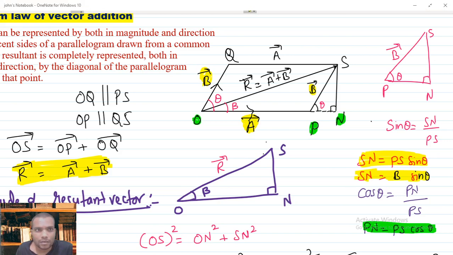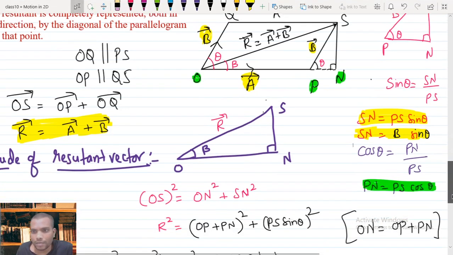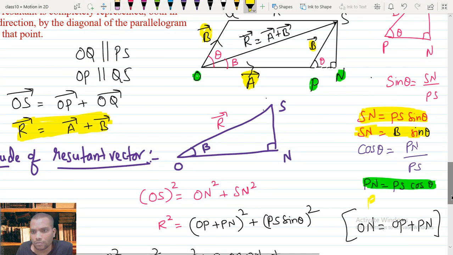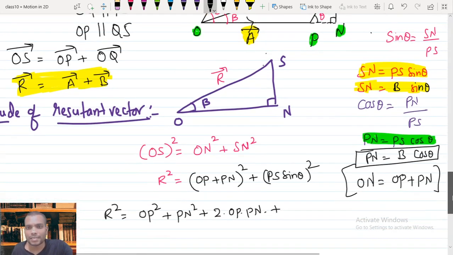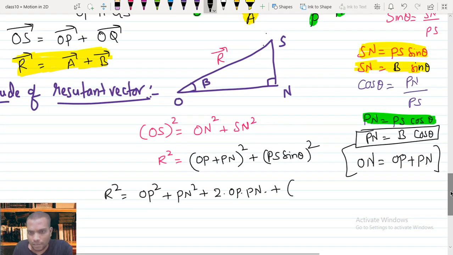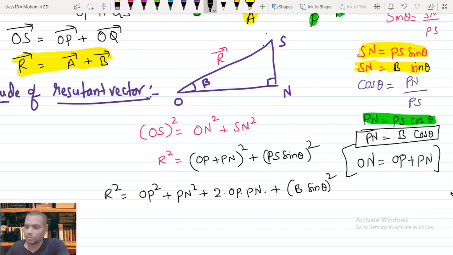Likewise, here also you can do the same thing. PN equal to, in the place of PS you can substitute B itself, B cos theta. Because PS is nothing but B, here the change comes: it is (B sin theta) whole square, or you can write B square times sin square theta, both are the same.